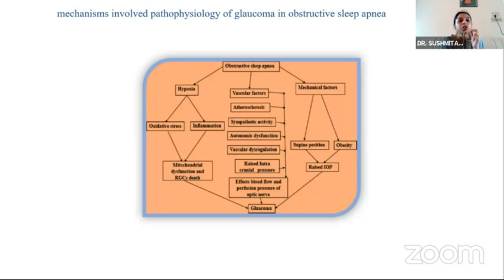So what is the pathophysiology in OSAS patients that causes glaucoma? It is basically threefold. Most predominantly is the hypoxia factor, which causes severe oxidative stress, inflammation and mitochondrial dysfunction in the retinal ganglion cells, leading to glaucoma. Secondarily, there are vascular dysfunction factors, which lead to sympathetic activity, vascular dysregulation, and an increase of ICP and IOP. Thirdly, factors like obesity and supine positions also play a role, which will increase the IOP.